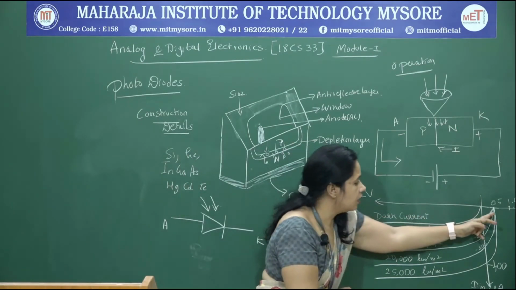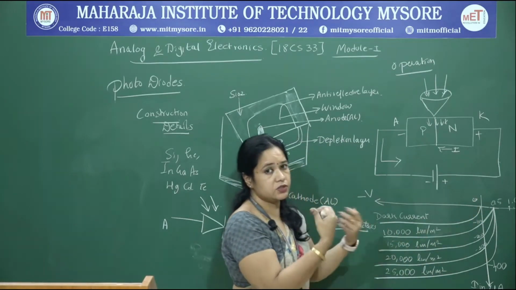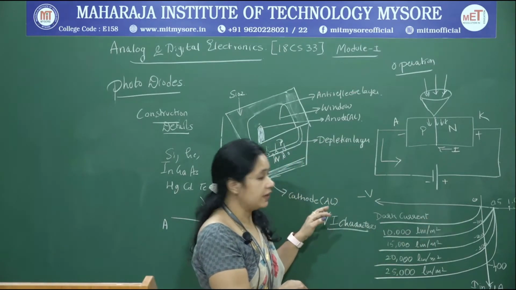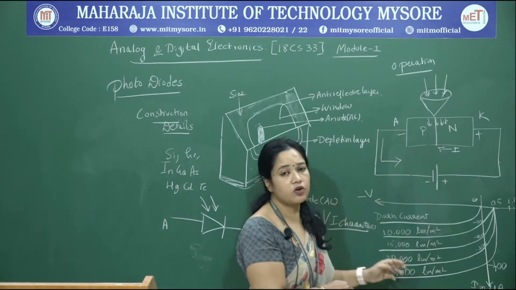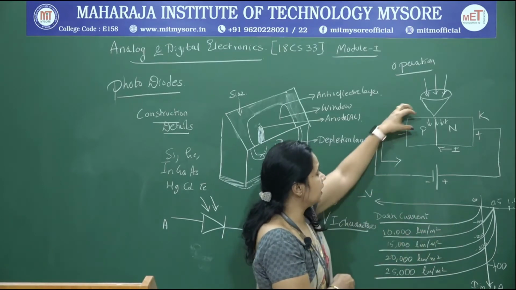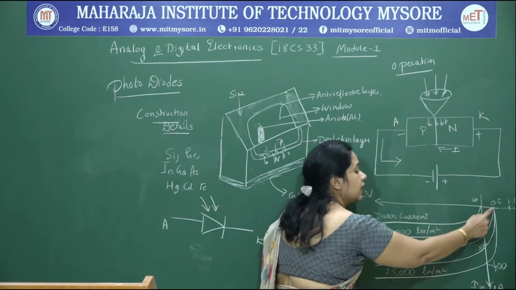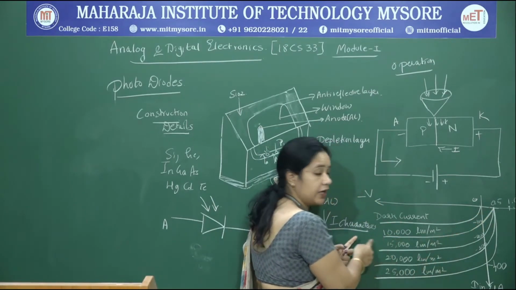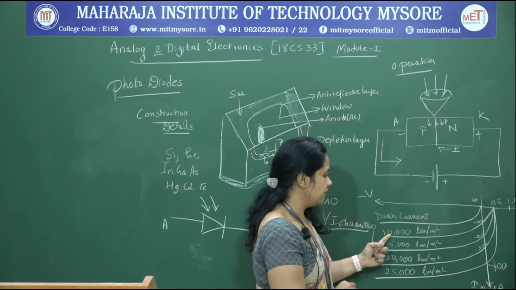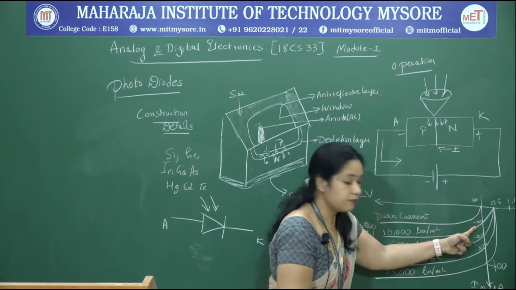You can see the current flowing when the voltage is 0, we call it dark current, because there is no bias applied and there is still some current flowing in the circuit due to minority carriers, and we call it dark current. When I start increasing the light intensity falling on the junction, a reverse current starts flowing in the circuit, and as you go on increasing the light intensity, when it is 1000 lumens per meter square, the current is around 100 microamps.